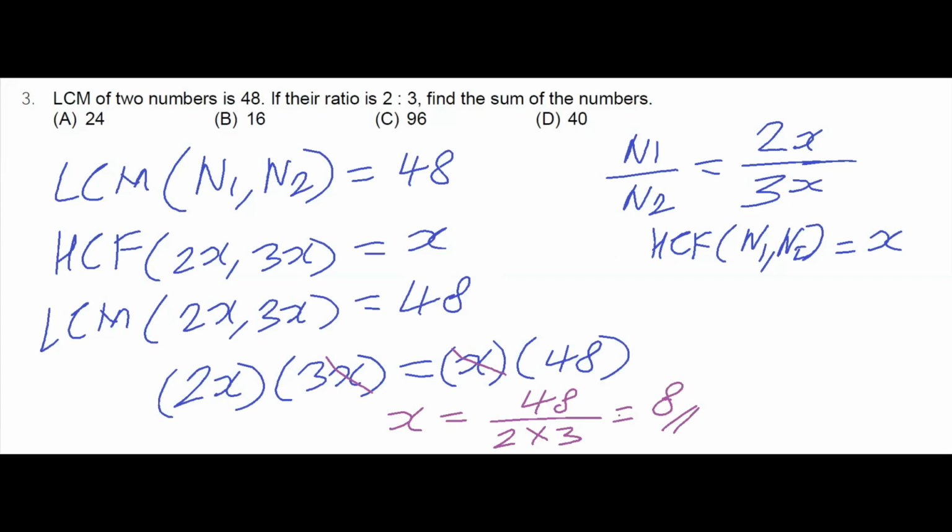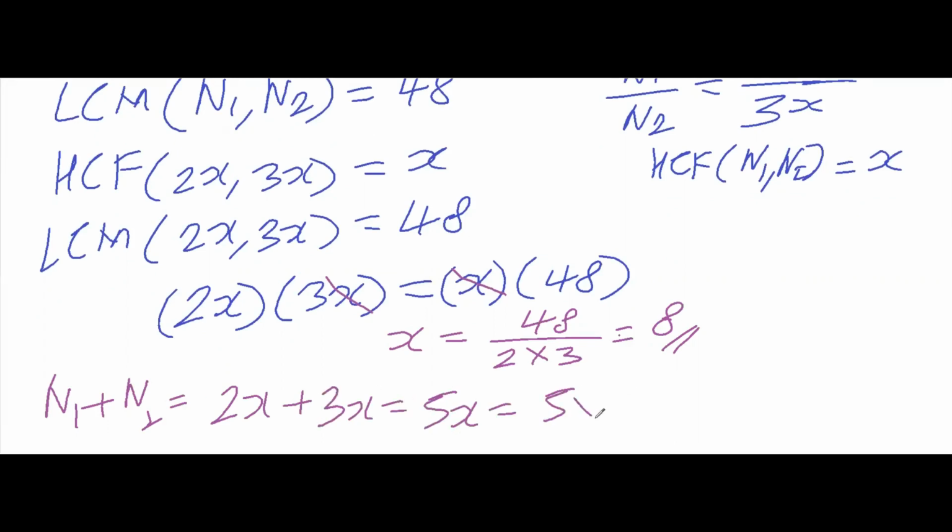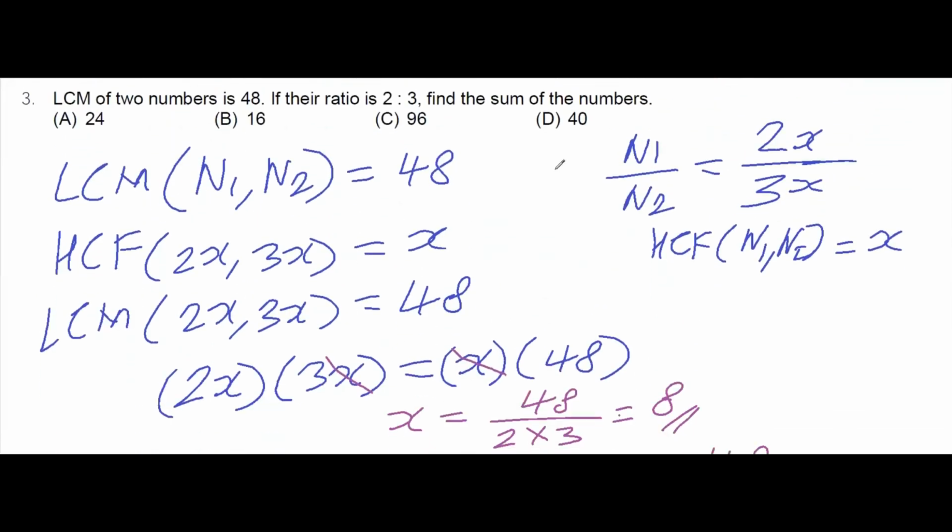What is asked? Find the sum of the numbers. So the sum of the numbers means n1 plus n2. What is my n1? n1 is 2x. And what is my n2? n2 is 3x. So that is 5x. What is the value of x? It is 8. So 5 eights are 40. 40 is the answer. Okay, D is the correct answer for this.